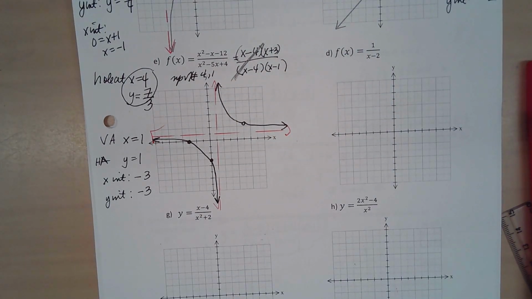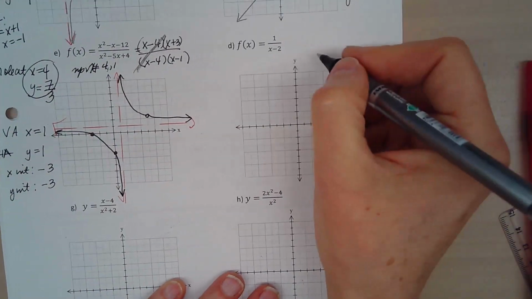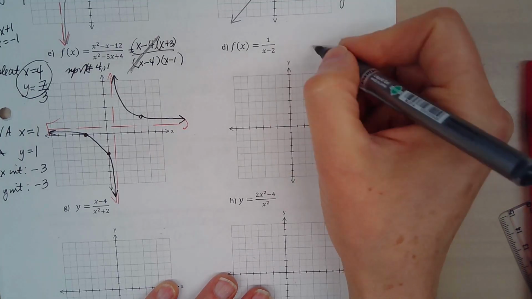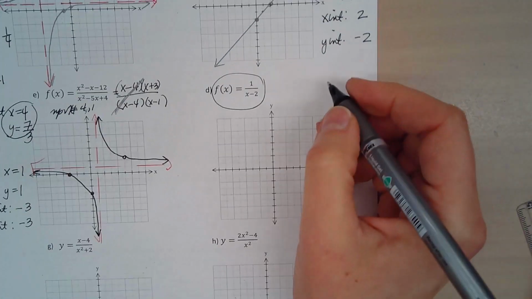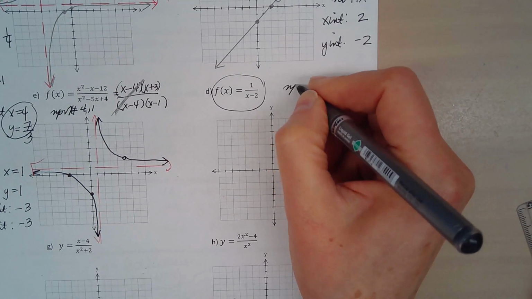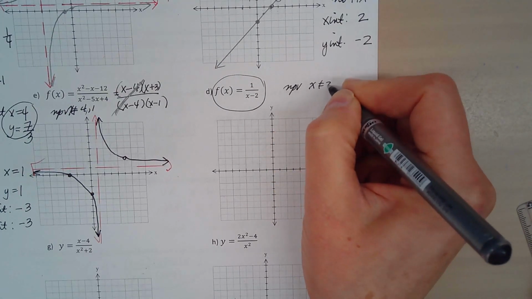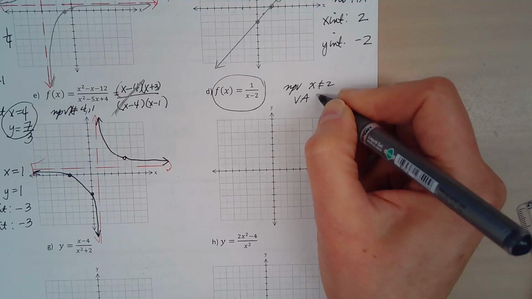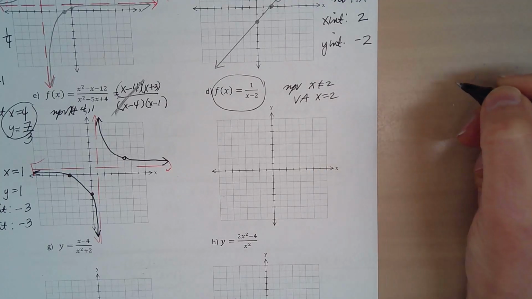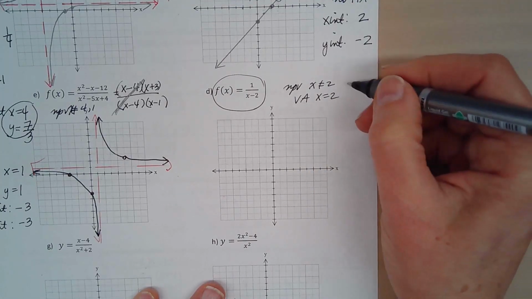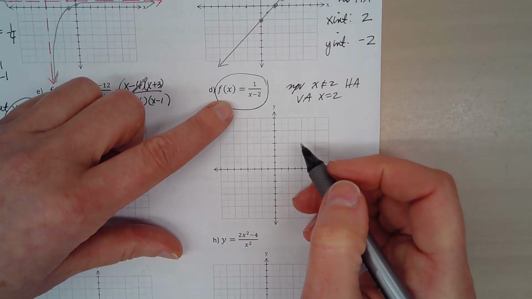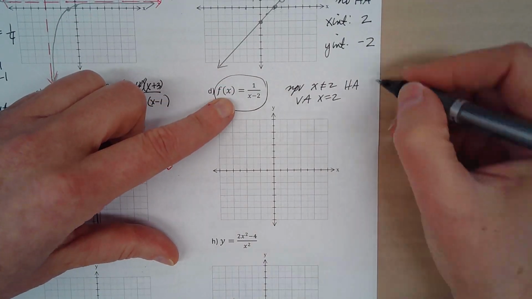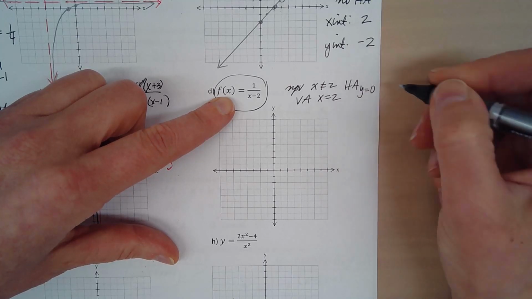Good. That kind of had everything in it, right, Abby? All right, what about this guy? This guy should be easy. What do you know about him? Non-permissible value, x can't equal 2, and it's a vertical asymptote, right? At x equals 2. Is there a horizontal asymptote? Do you have more x's on the bottom than the top? So, y equals 0, right?